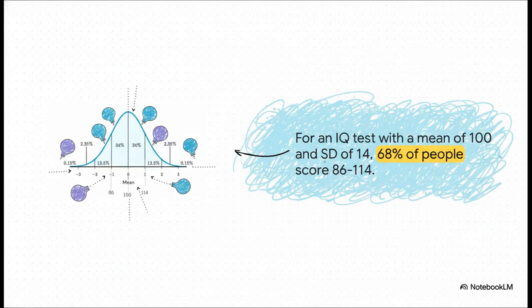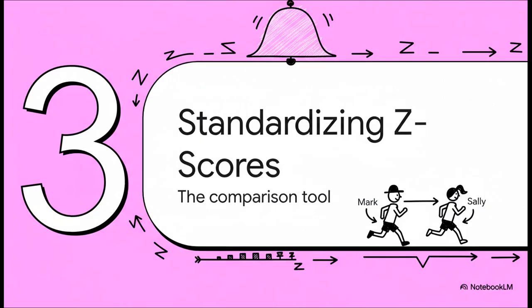And this just illustrates the rule perfectly. Let's take IQ scores. If the average IQ is 100 and one standard deviation is 14 points, then we know that about 68% of all people have an IQ somewhere between 86 and 114. It's as simple as that. Okay, so we have our map, the 68, 95, 99.7 rule.